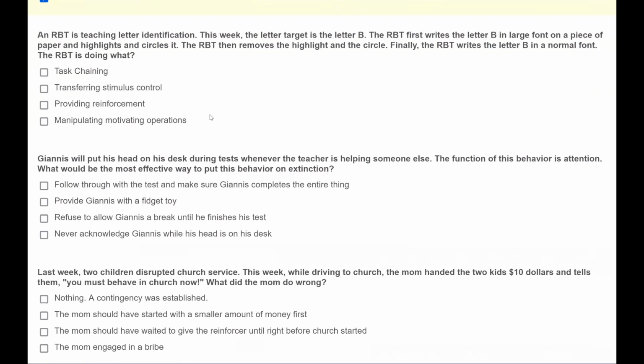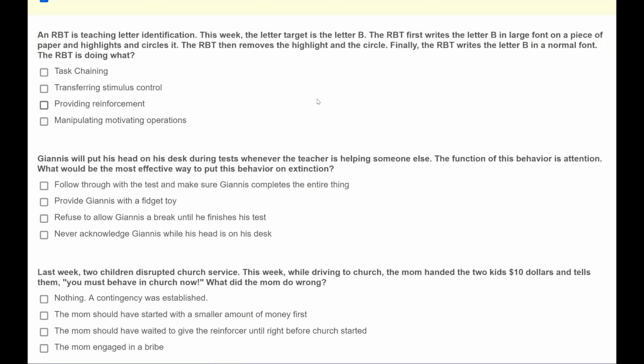An RBT is teaching letter identification. This week, the letter target is the letter B. The RBT first writes the letter B in large font on a piece of paper and highlights and circles it. The RBT then removes the highlight and the circle. Finally, the RBT writes the letter B in a normal font. The RBT is doing what?